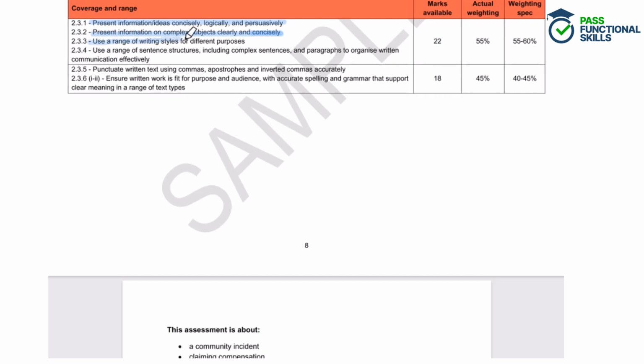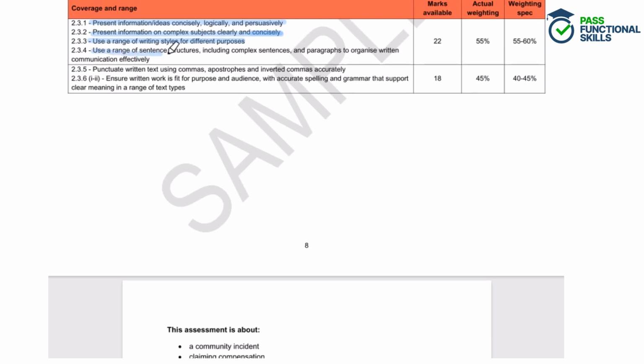Use a range of writing styles for different purposes. This means that we need to adapt our answers according to the audience and purpose that have been specified in the question. So, for example, if you're writing for a professional audience, you're going to be using a formal style. We'll see this in action in the answers.